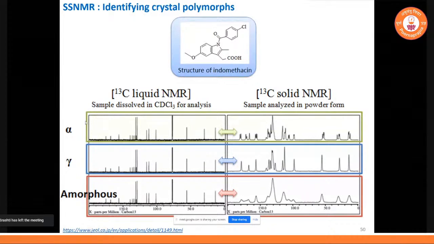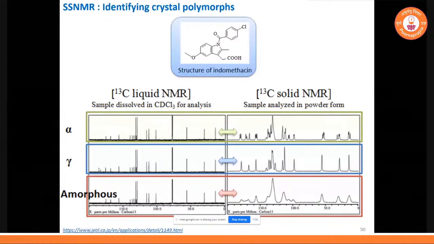Now, in this example, there are three types of indomethacin compound. One is alpha form, gamma form, and amorphous form. And if you take these three samples and do analysis in solution state NMR, naturally you have to take this component, dissolve in CDCl3. If you do, all information gets lost. You will get just isotropic information. You cannot identify all the three forms.